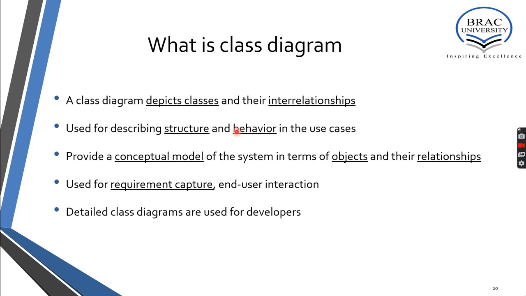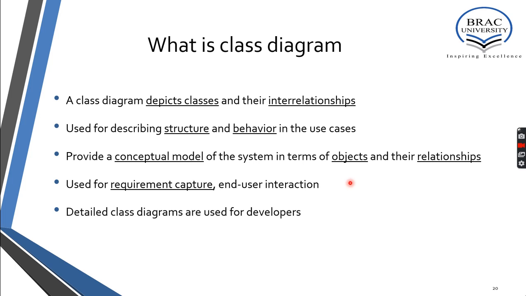In general, class diagram depicts classes and their interrelations. So it identifies the classes we need to develop for the system and their interrelations. It's actually a structured diagram, and it also describes some behaviors because it represents some relations. It provides a conceptual model of the system in terms of objects and their relations. That is a class diagram.